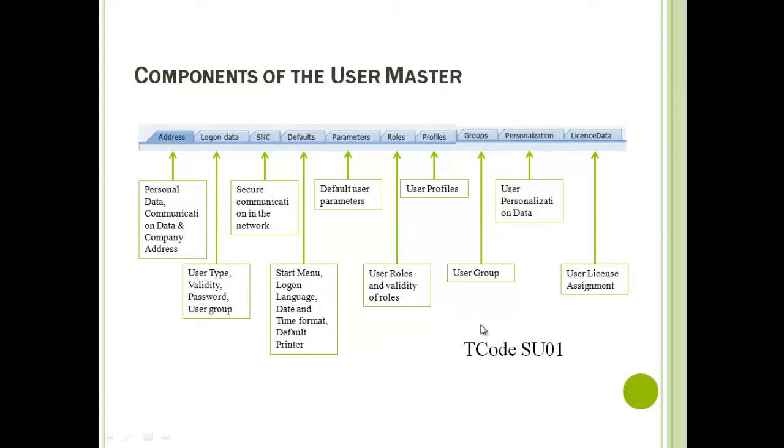Then this one is groups, but generally we do not use this group; it's for a special purpose. We will see that later. Next one is personalization data. We can have user-specific personalized data. Then the last one is license data, user license data. We will see the details of each tab one by one.